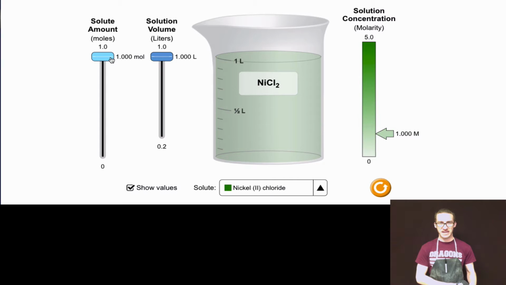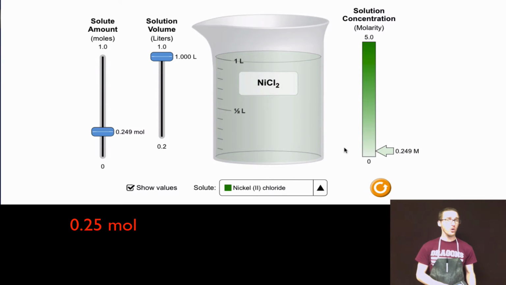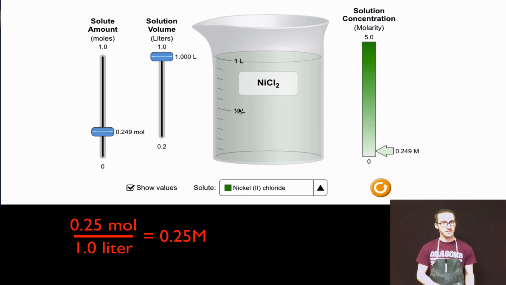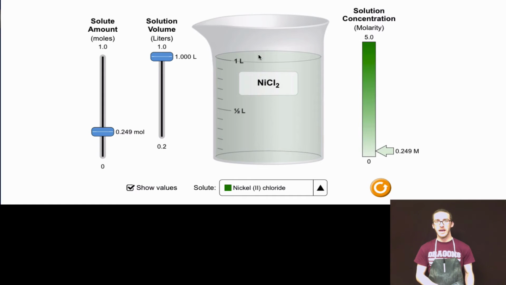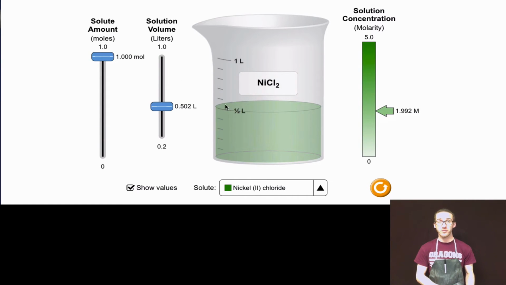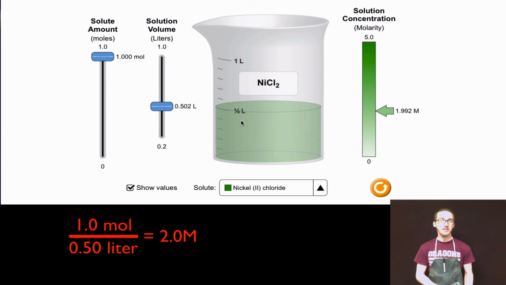But let's say I only put a quarter of a mole into this 1 liter of solution. My concentration here would be 0.250 molar. More dilute than my 1 molar solution because I have less solute per liter of solution. And you could imagine all the different combinations. Let's say that I had 1 mole of solute in half a liter. My concentration in moles per liter would be 2 molar.